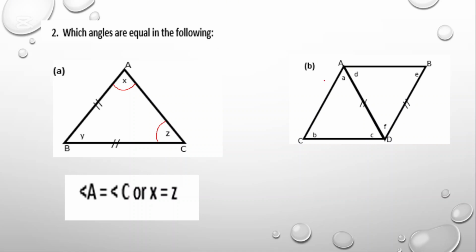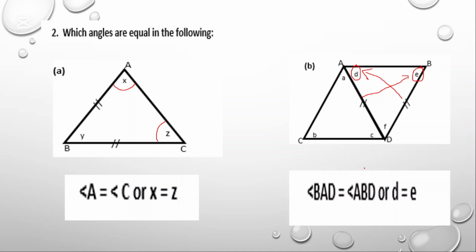Over here, these two sides are equal. Which two angles are equal? Opposite this side is E. Opposite this side is D. So they are the equal angles. Angle BAD is equal to angle ABD, or you can just use the placeholders: D is equal to E.